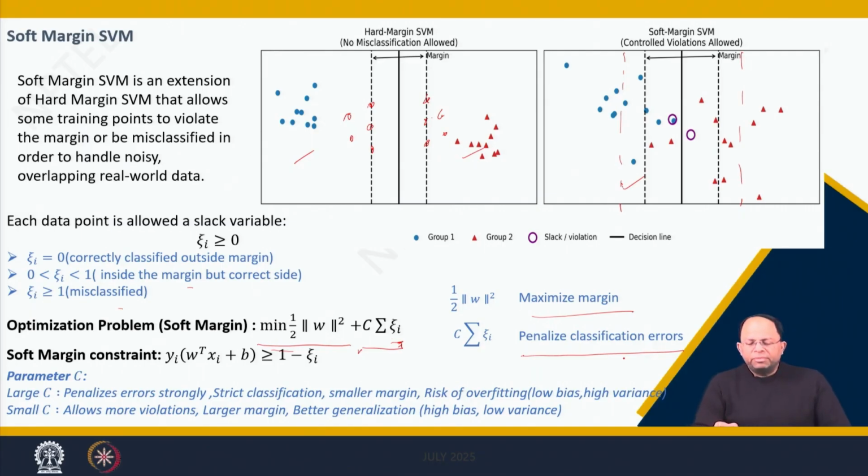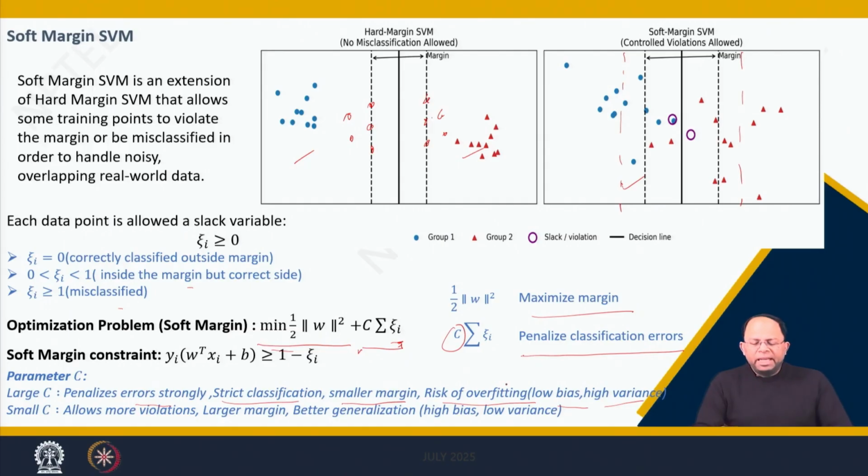So to find the right balance, the C parameter is utilized. For large C, we penalize errors strongly, that means we introduce a penalizing term. If the C value is larger, we penalize errors strongly, and it results in strict classification and a smaller margin. But with a smaller margin, there is a risk of overfitting, or otherwise low bias and high variance, right? So a bigger margin is ideal because there is more generalization and less overfitting.